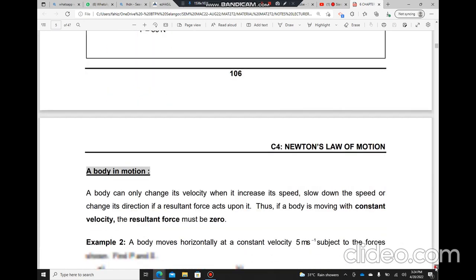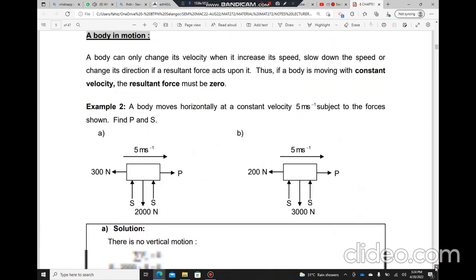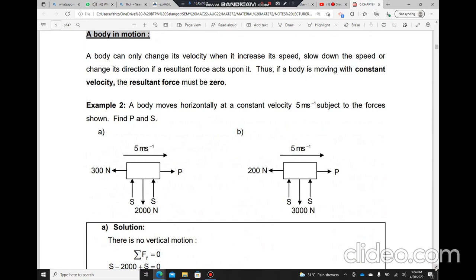Okay, next a body in motion. Okay, tadi dia tak ada pergerakan. So kita just focus on force. Okay, if a body in motion, a body can only change its velocity when it increases its speed, slows down the speed, or changes its direction if a resultant force acts upon it. Thus, if a body is moving with constant velocity, the resultant force must be 0.